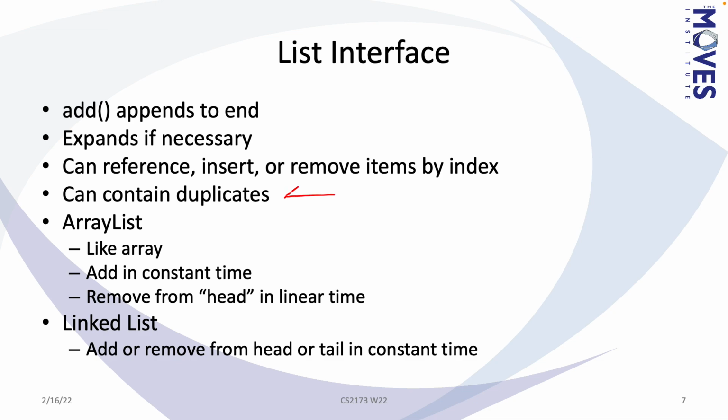This is kind of one of the key differences between lists and sets. Lists can contain duplicates, whereas sets, which we'll talk about maybe in a bit, maybe tomorrow, cannot contain duplicates. And what defines a duplicate? Well, that can be a little bit of a subtle thing.